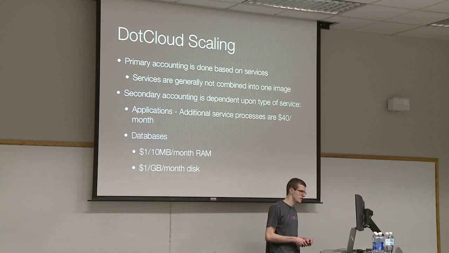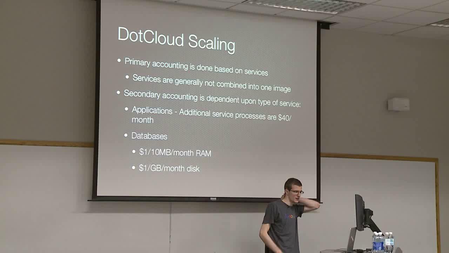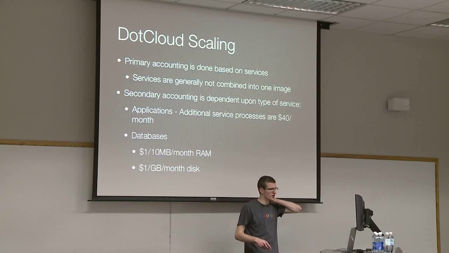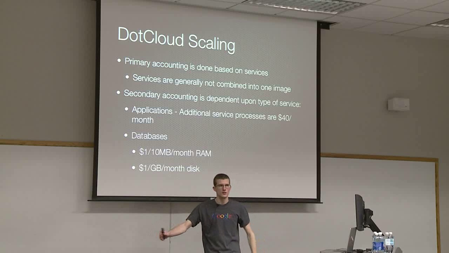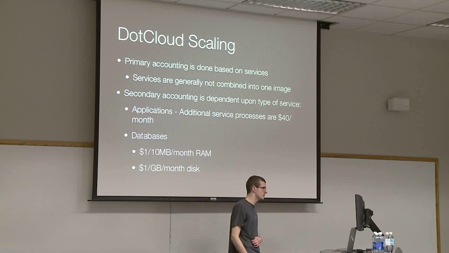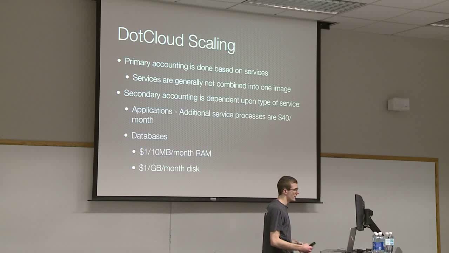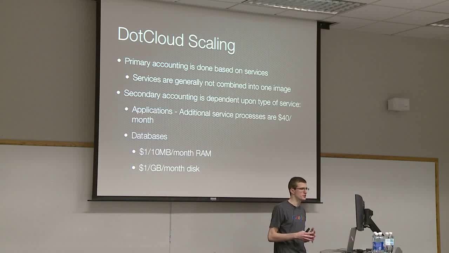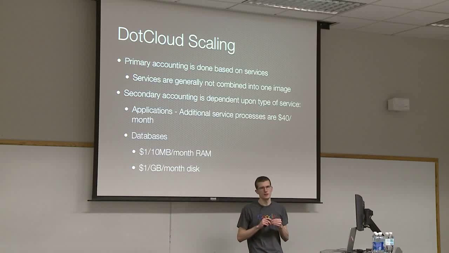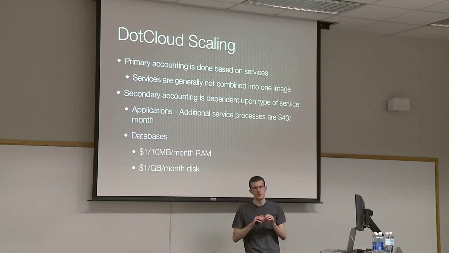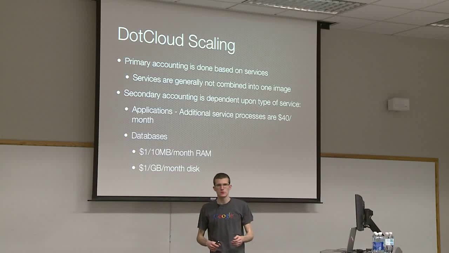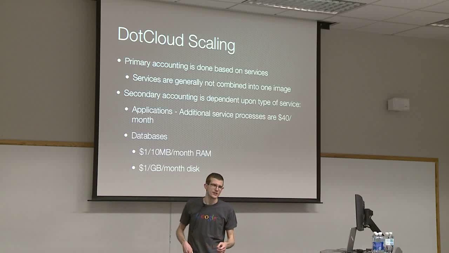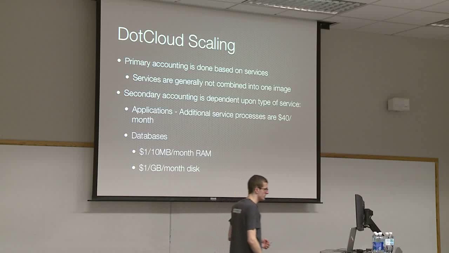Secondary accounting for this is based on the type of service. So for applications, you can spawn up additional service processes for $40 a month. That's to handle your extra incoming requests. And for databases, you can get extra space and RAM. You can also spawn more instances if you're using a database that is easily spanned across multiple machines. Mongo does this, but SQL servers really don't. Anyway, we can talk more about that if you want.